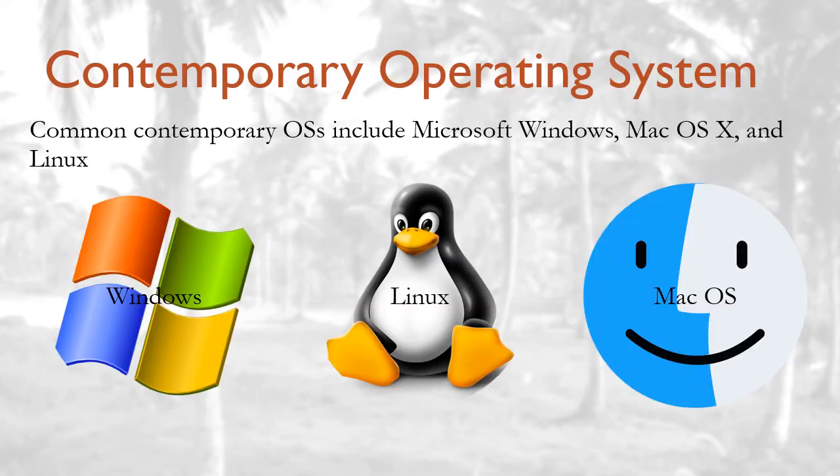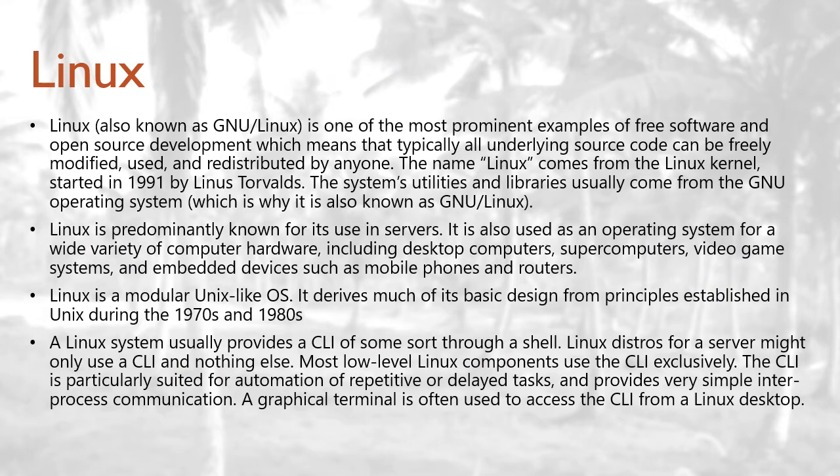So let's talk about some contemporary operating systems. The common contemporary OSs include Microsoft Windows, Mac OS X, and Linux. So, Linux. Linux, also known as GNU/Linux, is the most prominent example of free software and open source development, which means that typically all underlying source code can be freely modified, used, and redistributed by anyone.